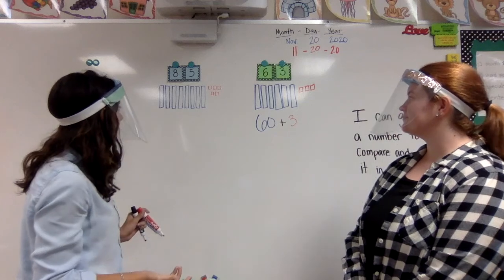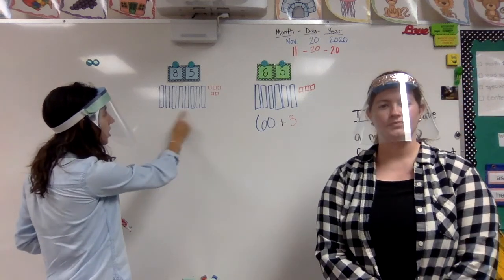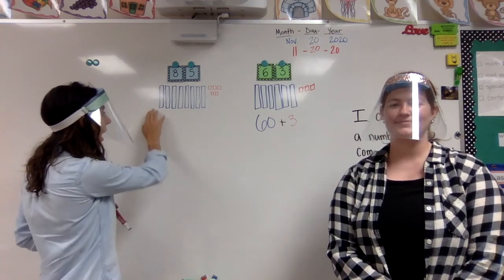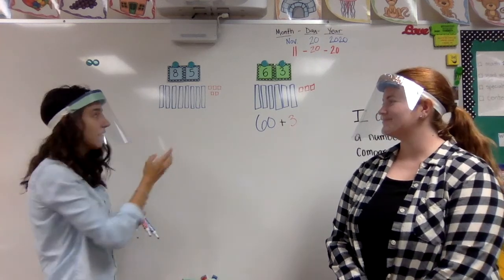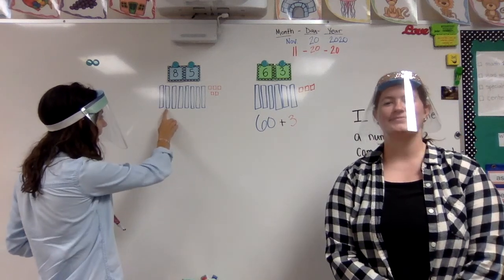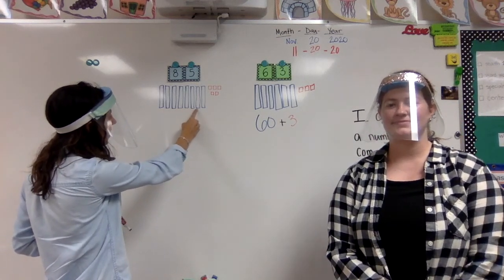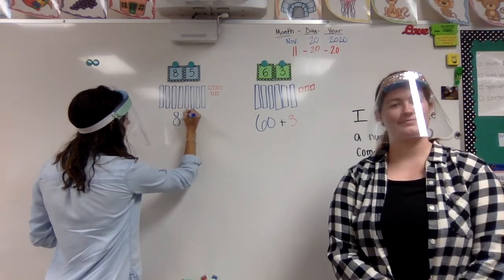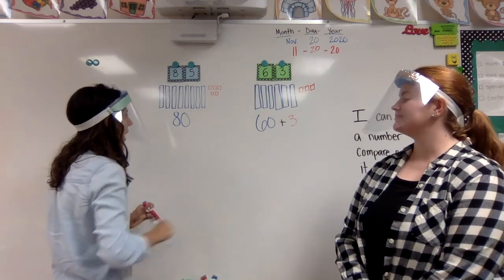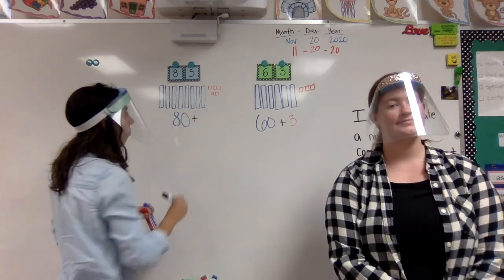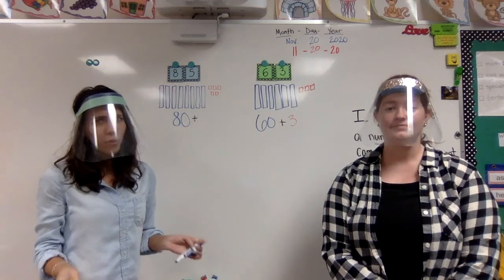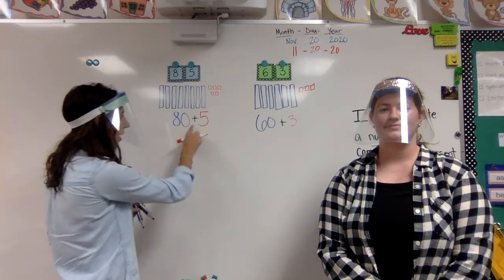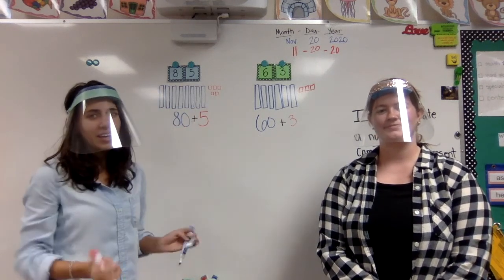And now for the expanded form, I have to count how much my 8 tens are worth. Remember, it's not how many there are. I know that each 10 is worth 10, so I would have to count them by 10. 10, 20, 30, 40, 50, 60, 70, 80. So I know my 8 tens are worth 80, and then I'm going to add that to how much my 5 ones are worth. And my ones are worth 1. So 5 ones would just be worth 5. And 80 plus 5 would equal 85.